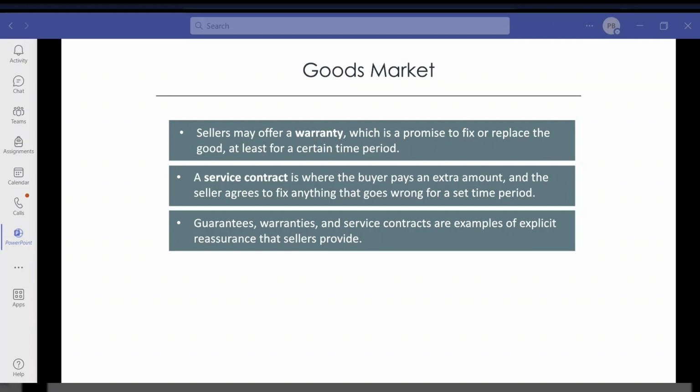So I will be talking about the goods market. Sellers may offer a warranty, which is a promise to fix or replace the good, at least for a certain period of time. A service contract is where the buyer pays an extra amount and the seller agrees to fix anything that goes wrong for a set time period. Guarantees, warranties, and service contracts are examples of explicit reinsurance that sellers provide.